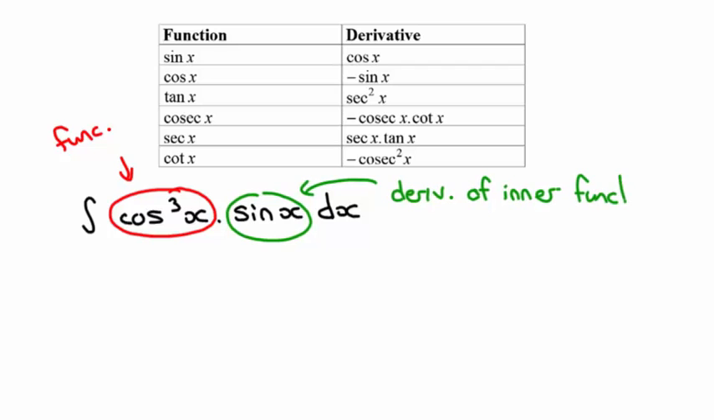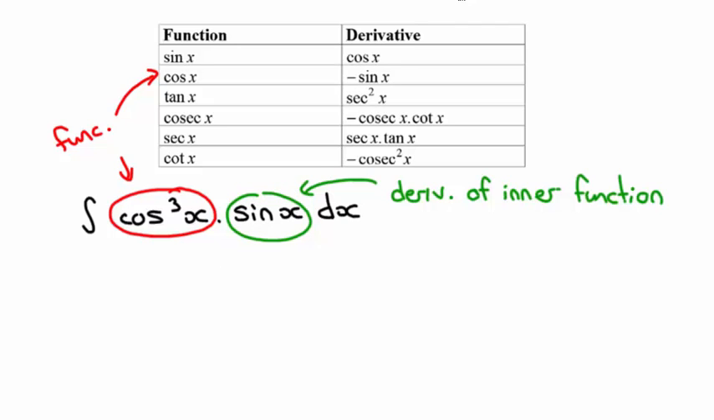Now, what I mean by that is my inner function is cos x. So I go to my table and I see, all right, there is my inner function, cos x. Okay, so that's where I'm looking. I'm looking here for my inner function, cos x. And its derivative is negative sine x. So I need to see a negative sine x, its derivative. So I'm looking at the function column. Its derivative is negative sine x, and I need to see that.